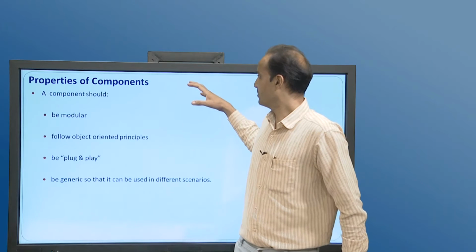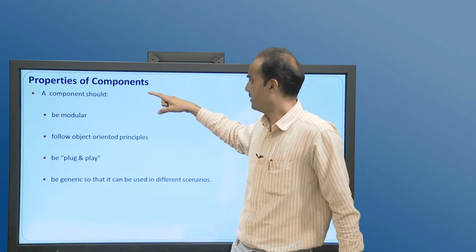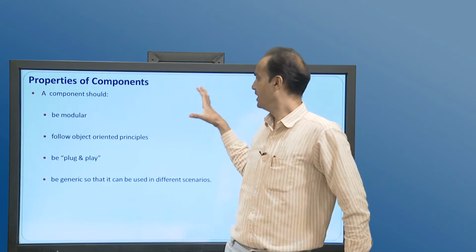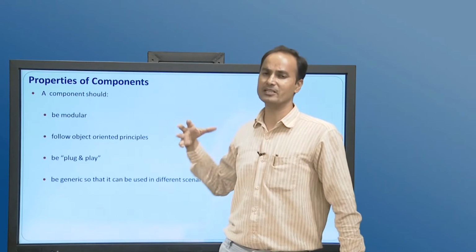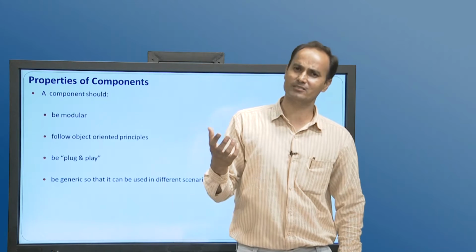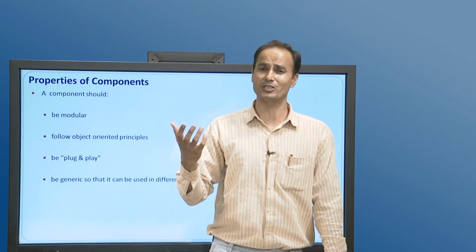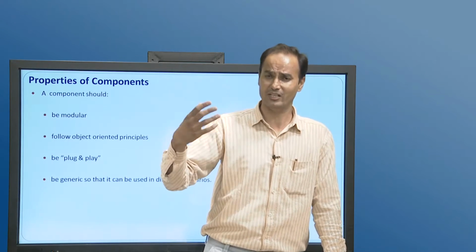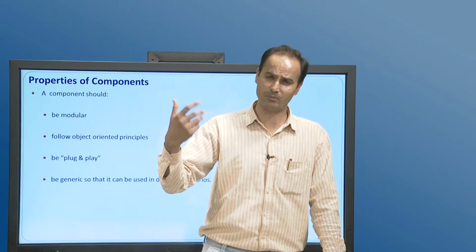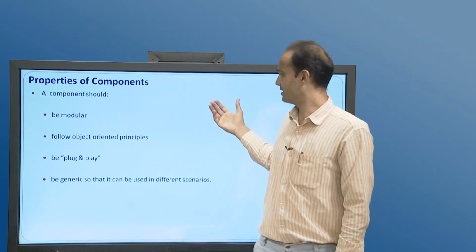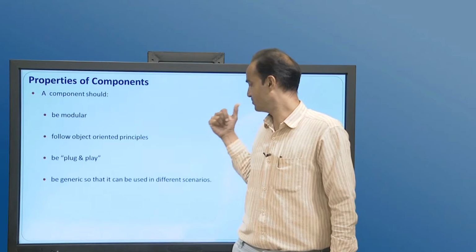The properties of a component: a component should be modular. It must follow object oriented principles as we are developing the component in a Java environment. So, there must be an object oriented paradigm in the execution of a particular component interaction. When we establish interactions and want to manipulate other data, object oriented principles implementation would be there.